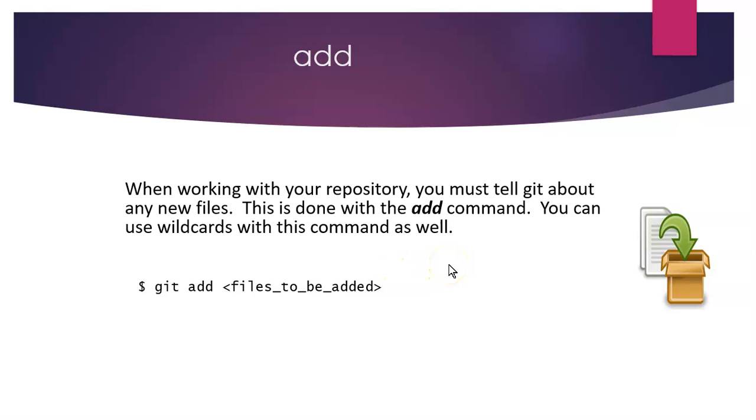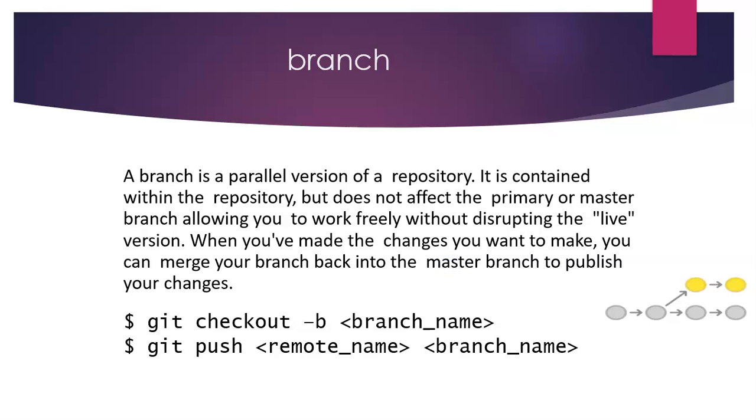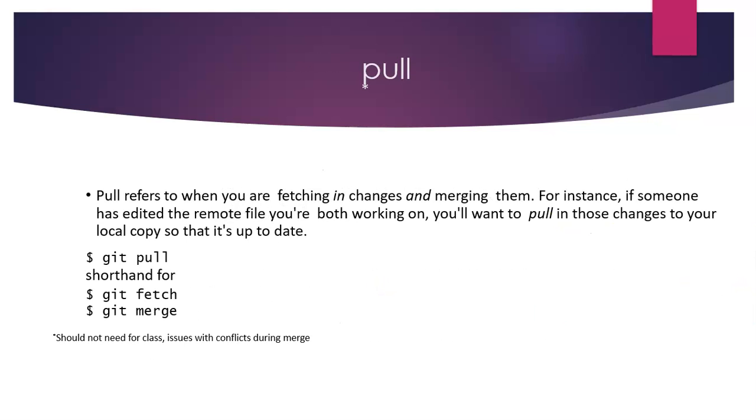A branch is a parallel version of a repository. You can create multiple branches if you want to try something without breaking old code. We're not going to talk a lot about branches in this class, but tag lets you name a branch. Pull pulls everything back. It fetches your stuff from GitHub. It's shorthand for git fetch and git merge, which lets you merge changes together.